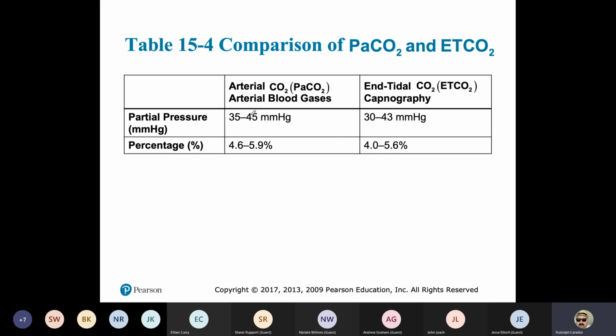Again, our normal range for carbon dioxide is 35 to 45. And we've actually said that across the board. So when we put them on a patient, we're looking at 35 to 45. Remember that number, because you're going to need to know it for the rest of your schooling and for the rest of your career.